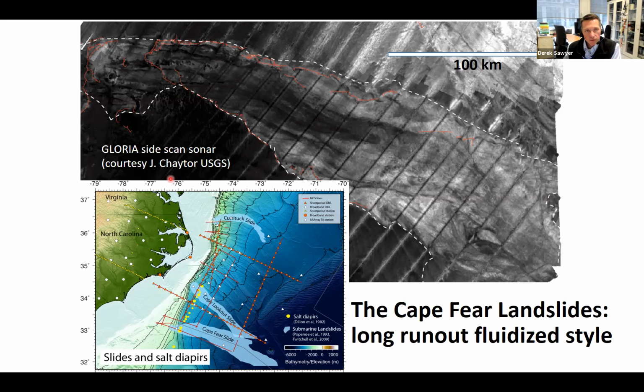You can zoom in on the Cape Fear slide in the top plot here with some side scan sonar images. Bottom line is these materials are, when they release, they fail and they go very far out into the abyssal plain, and they're very thin deposits. What's triggering these landslides is still a question, still a mystery, but the bottom line is the resulting deposits and failures are much weaker.